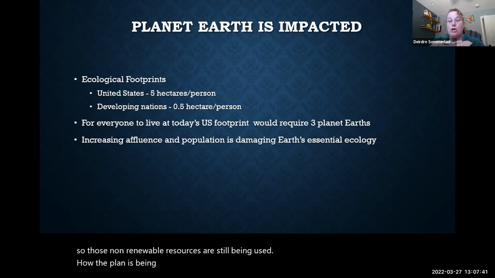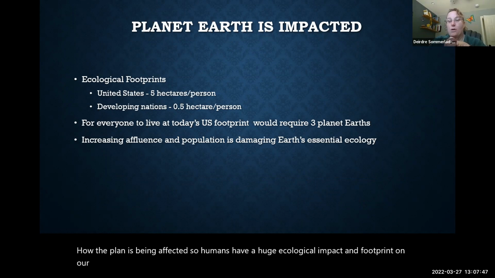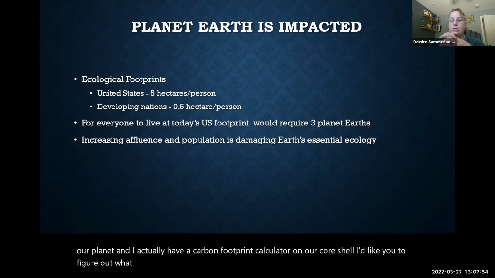So humans have a huge ecological impact and footprint on our planet. I actually have a carbon footprint calculator on our course shell. I'd like you to figure out what your carbon footprint is. How much are you using? How many Earths do we need to sustain your lifestyle?